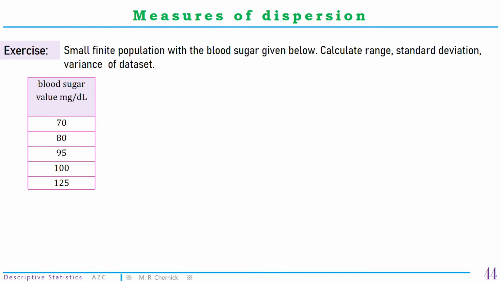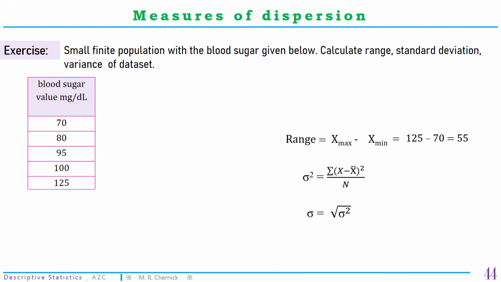Exercise. Small finite population with the blood sugar given below. Calculate range, standard deviation, variance of dataset. The table contains blood sugar value in milligram per deciliter of 5 patients. The equations of range, variance, and standard deviation are here.